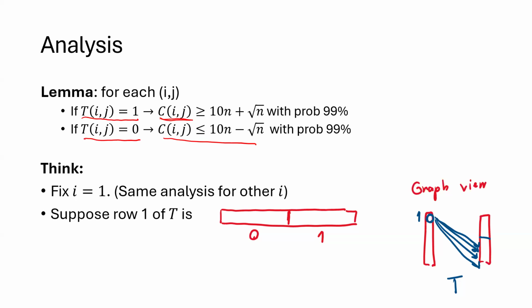From now, maybe just think of I as 1. Let's look at the first row of T. And again, suppose that the first row of T looks like this. This is 0 and this is all 1. In graph view, the matrix that encodes T looks like the first node here just has all edges to this thing. And we want to prove this one.